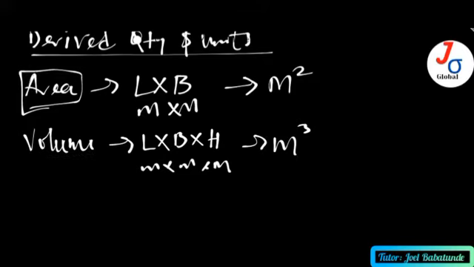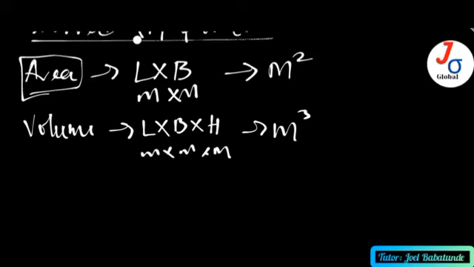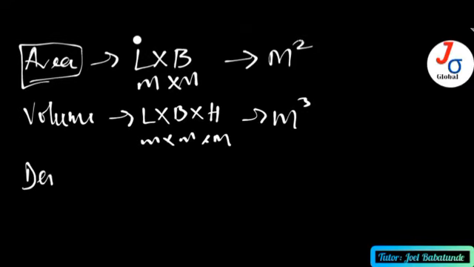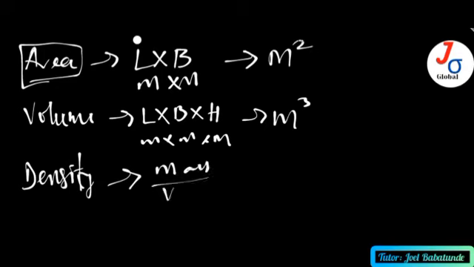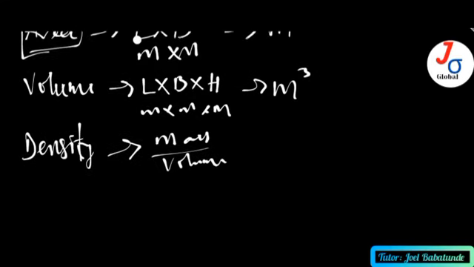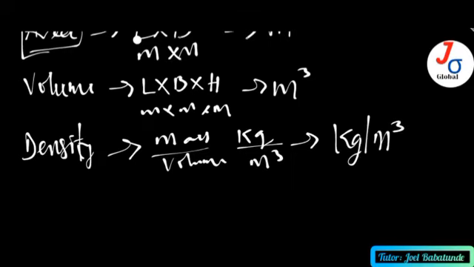Good. Then we have density. That's another derived quantity. Density is mass over volume. That's the formula for density. Mass is measured in kg, and volume is in meters cubed, as we just said. So you can see that we are deriving it from what we have looked at before. The unit for density is kg per meter cubed.